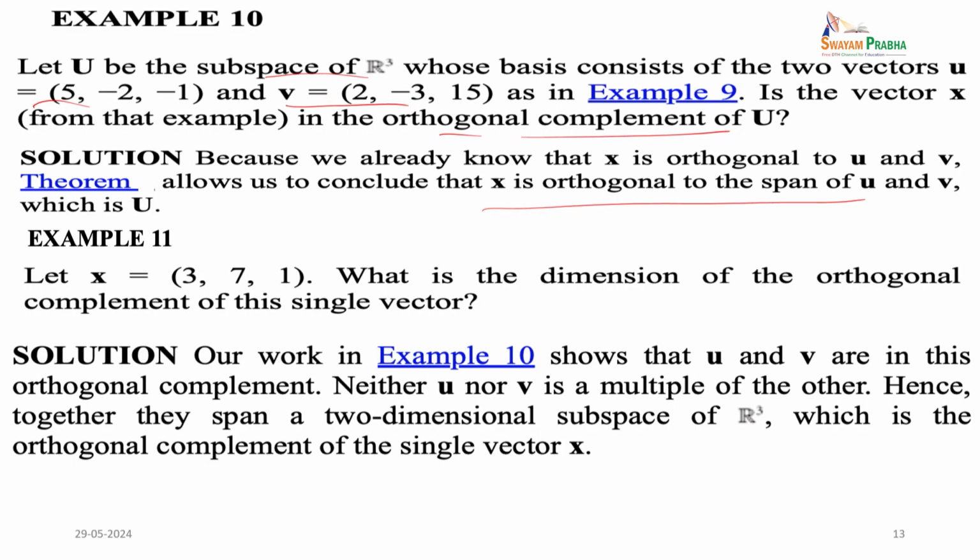Next example, let x equal (3, 7, 1). What is the dimension of the orthogonal complement of a single vector? Now, we see from Example 10 that u and v are in this orthogonal complement. Neither u nor v is a multiple of the other. Hence, they span a two-dimensional subspace of R cubed. Therefore, it is the complement of the single vector x.